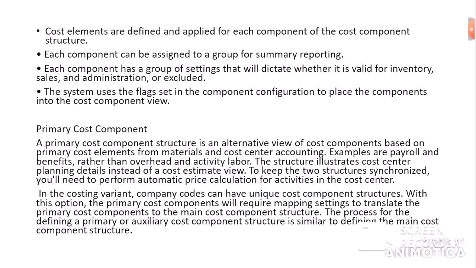In the costing variant, company codes can have unique cost component structures. With this option, the primary cost components will require mapping settings to translate the primary cost components to the main cost component structure. The process for defining a primary or auxiliary cost component structure is similar to defining the main cost component structure.